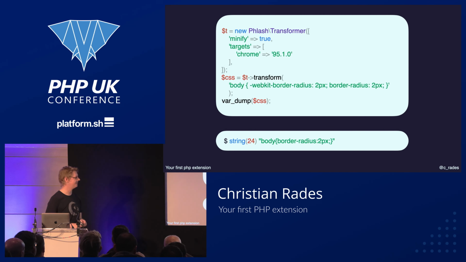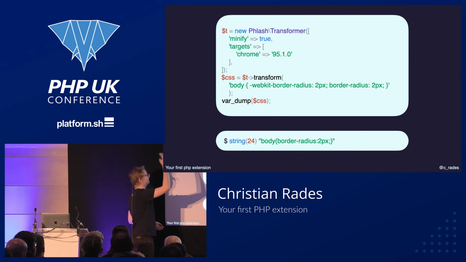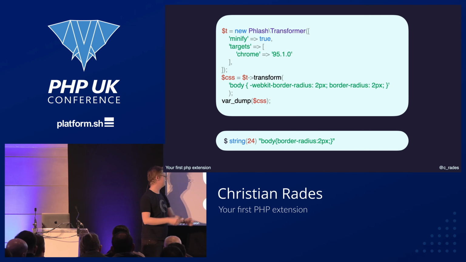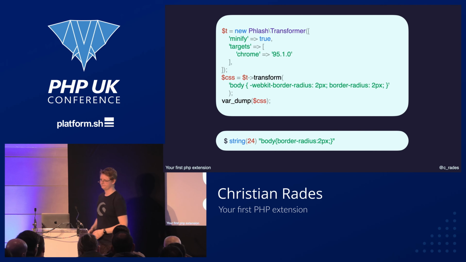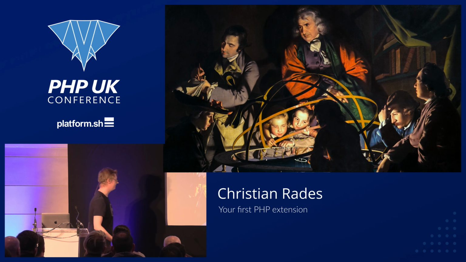Okay, so how does this look in practice? We can now define our configuration on the construction of our object, of our transformer object. We can then call the transform function, and we then get our minified CSS. So that's the technical part. Let's just wrap it up.